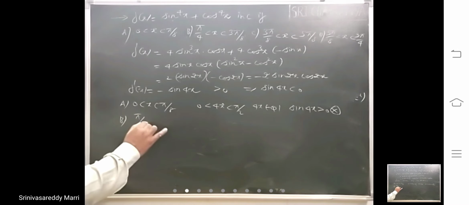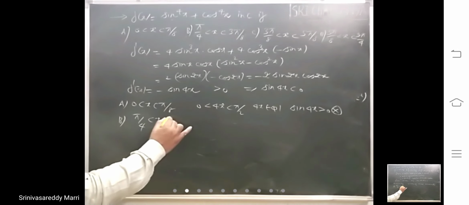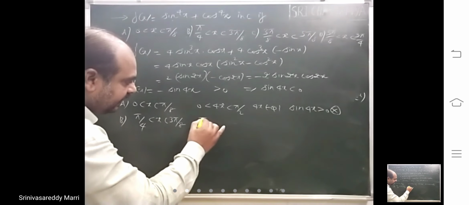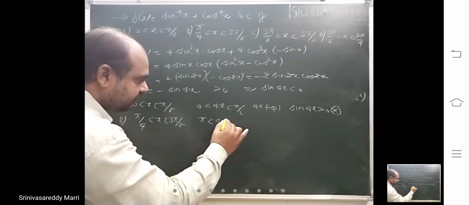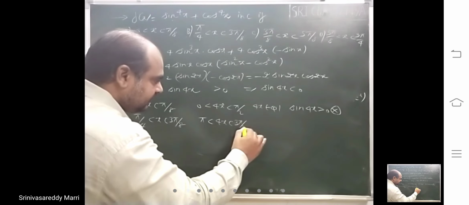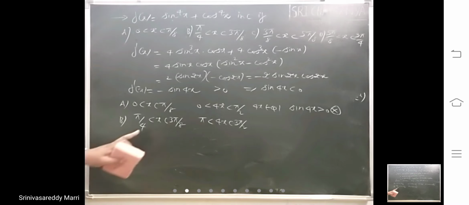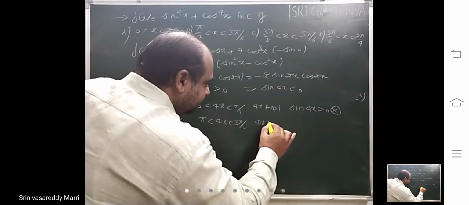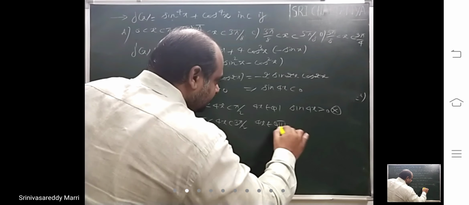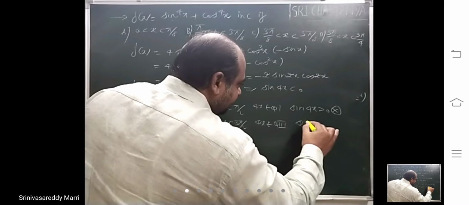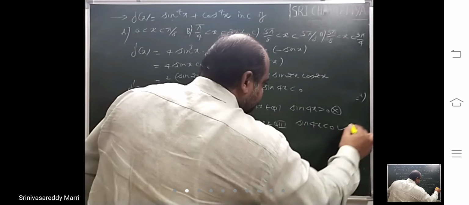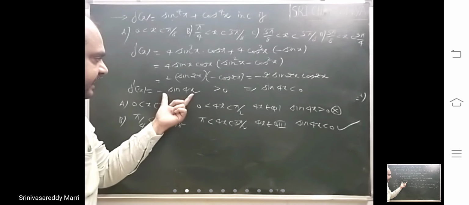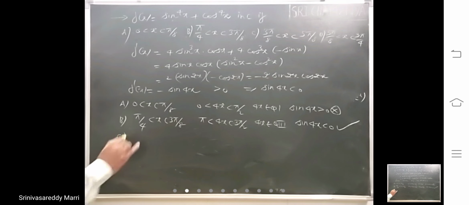Option B. Suppose 3 pi by 8. Now multiply with 4. 3 pi by 2. That means 4x belongs to the third quadrant. Third quadrant means sign is what? Negative. So this is correct. If this is less than 0, then the derivative will be positive. So option C you take.